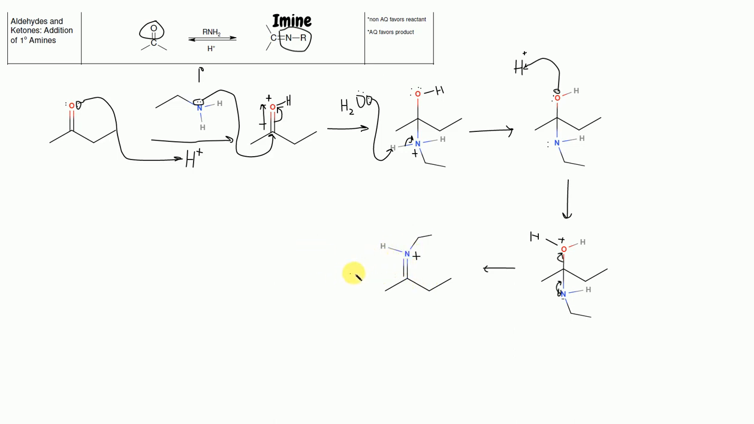And so what do we do next? Well, what we do is very simple. At this point, we have a positive nitrogen, we have a hydrogen on it. So all that happens is we deprotonate. And so we have H2O, and voila, and that's it.